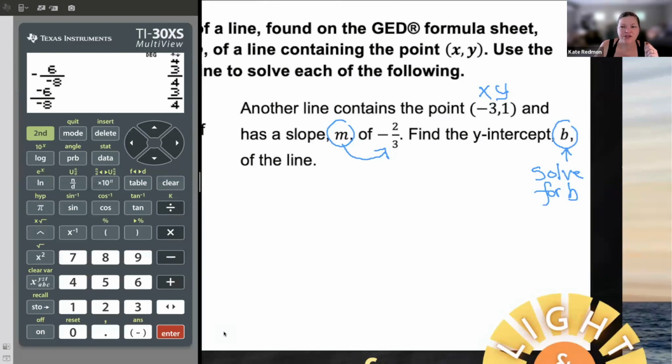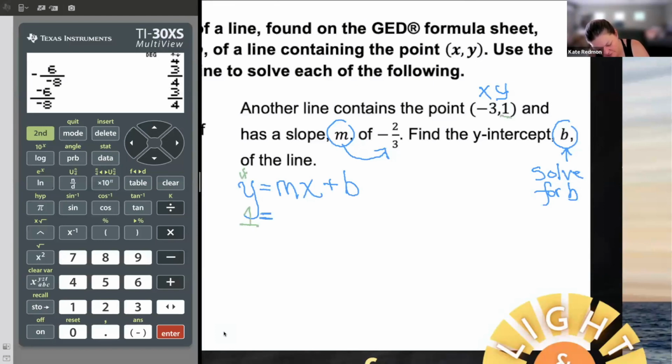And mathematicians are so super creative that we call that the slope-intercept equation of a line, because it contains the slope m and the y-intercept b. We already saw on the GED formula sheet that that formula is y equals mx plus b. Let us substitute in what we know. We know our y value, it's 1. Equal signs stay nice and steady.